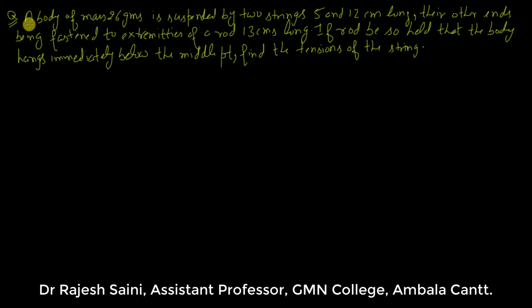The statement of the problem goes something like: a body of mass 26 kilograms is suspended by two strings 5 and 12 centimeter long, their other ends being fastened to extremities of a rod 13 centimeter long. If the rod is so held that the body hangs immediately below the middle point, find the tensions of the string.